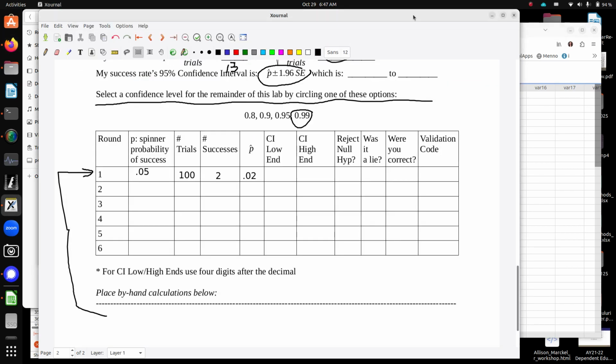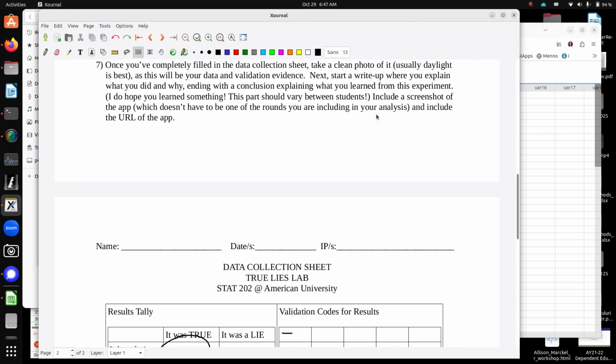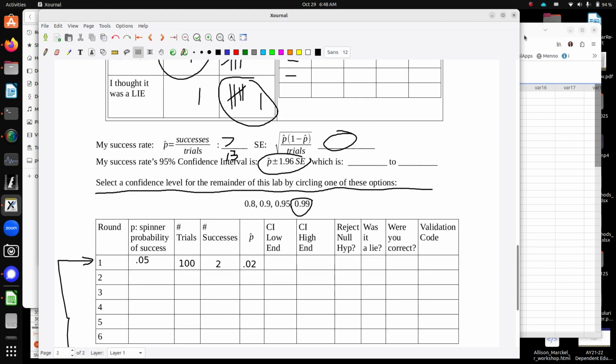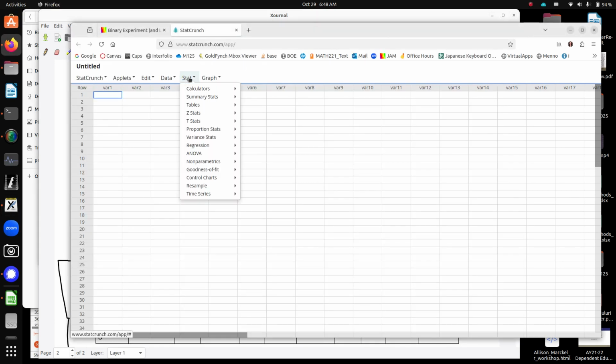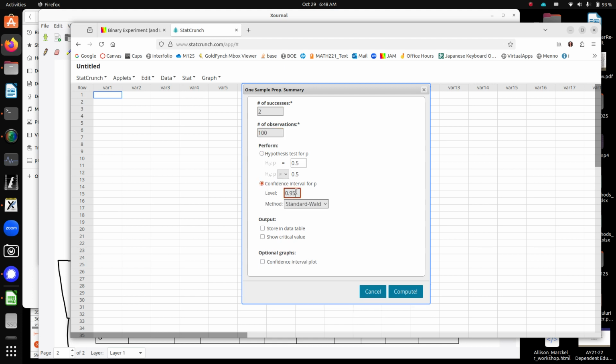Okay, so now I'm logged into StatCrunch. And what was my magic thing? Stat, proportion, one sample, with summary. So I go ahead and do this. Stat, proportion, one sample, with summary. And number of successes was 2 out of 100 observations. And I want a confidence level of 99.9. And then I compute.